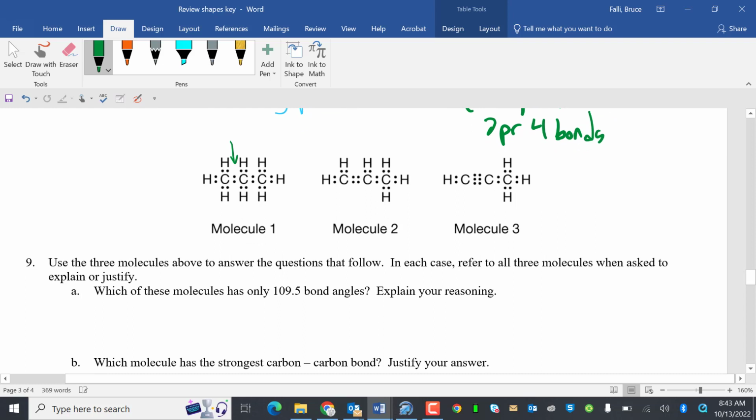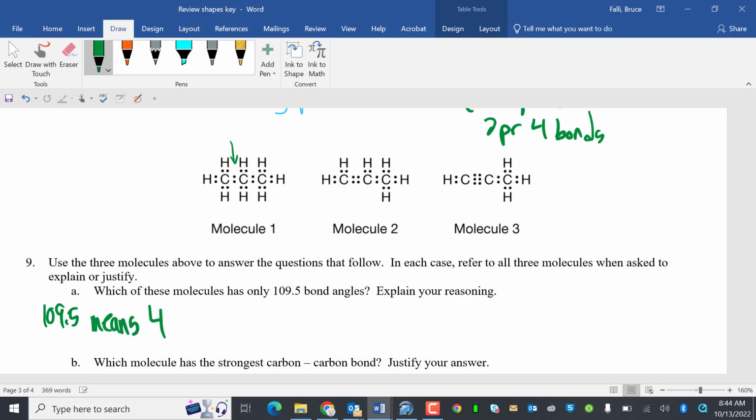Which of these molecules has only 109.5 bond angles? So 109.5 means 4 regions. Molecule 1 has 1, 2, 3, 4, 1, 2, 3, 4, 1, 2, 3, 4. Molecule 1.